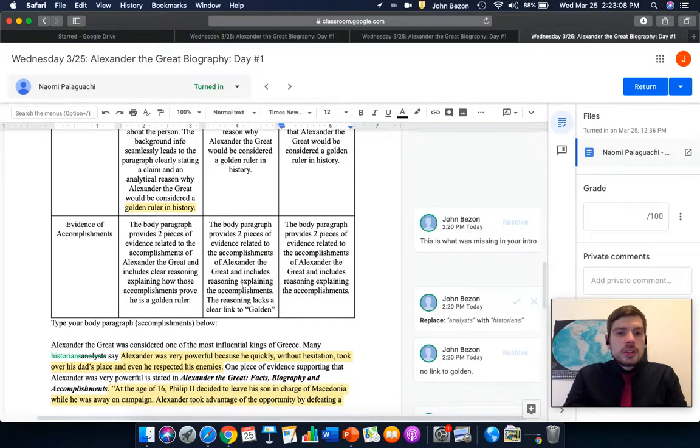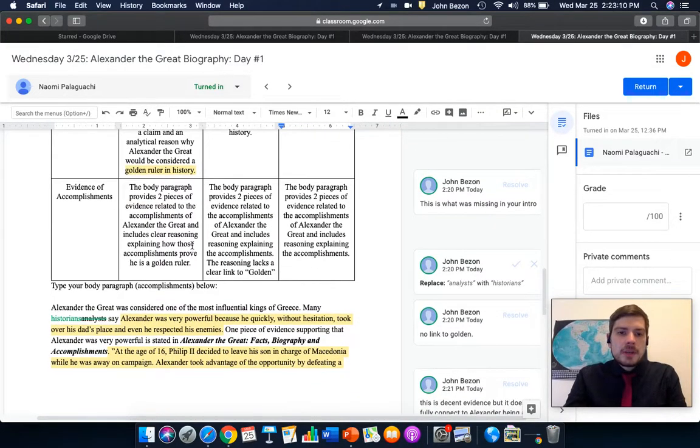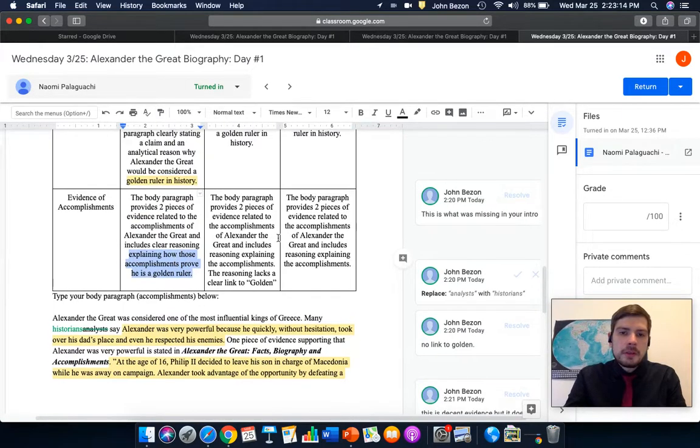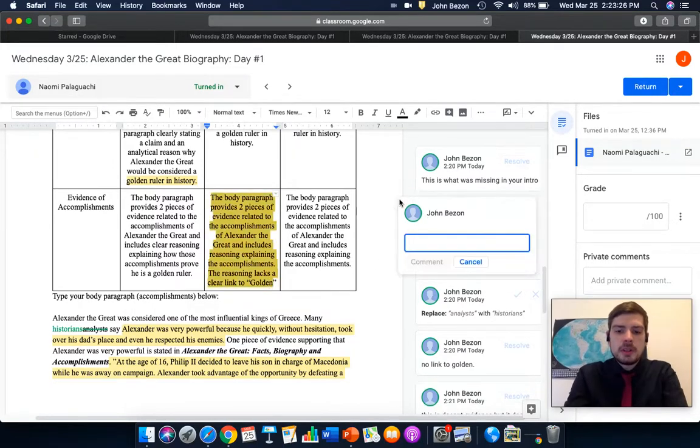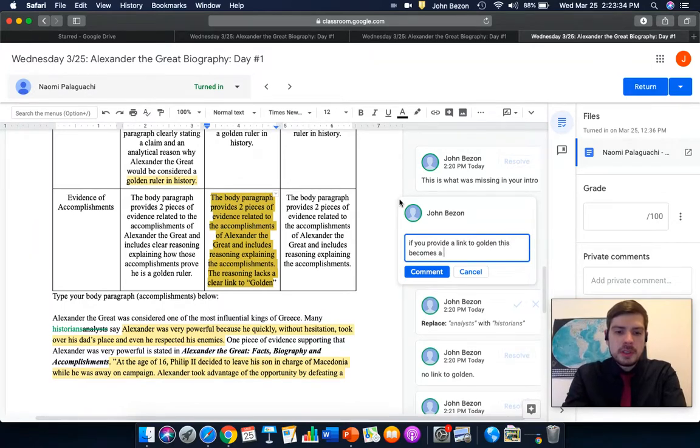And she does give me two pieces of evidence, right? But they don't link to being a golden ruler. So I can't give her a 3 here. I can give her a 2. The body paragraph provides 2 pieces of evidence related to the accomplishments of Alexander the Great and includes reasoning explaining the accomplishments, but the reasoning lacks a clear link to golden. If you provide a link to golden, this becomes a 3 out of 3.